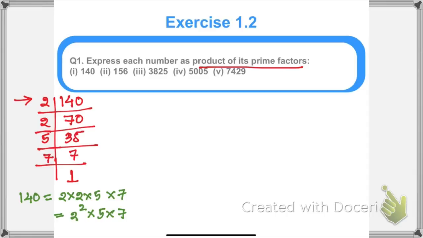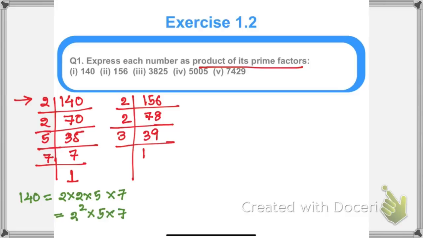That will give you the result as 2 square into 5 into 7. Okay. Now coming to the next one, that is 156. Starting with 2 again. Since it is an even number, 156, it will be divisible by 2. 2 7s are 14. 2 8s are 2. 3s are 6. 2 9s are 18. 3 1s are 3. 3 3s are 9. And 13 1s are 13.